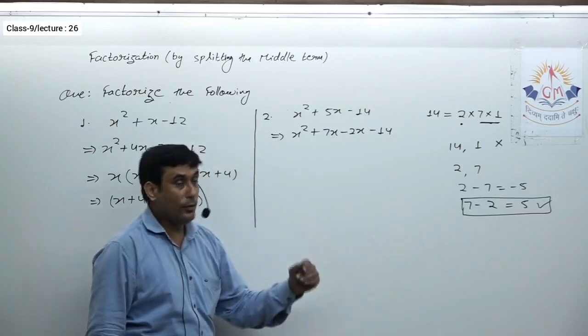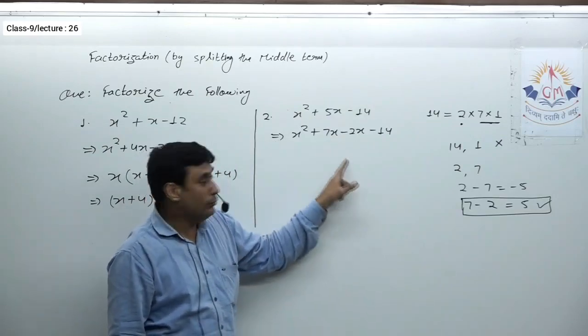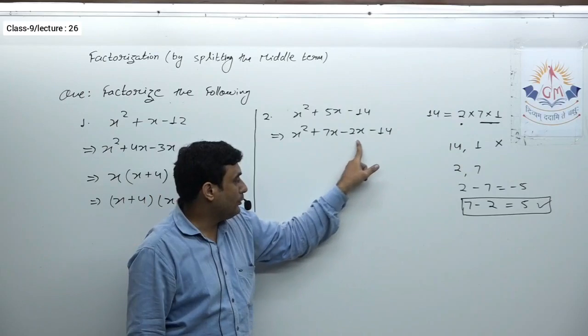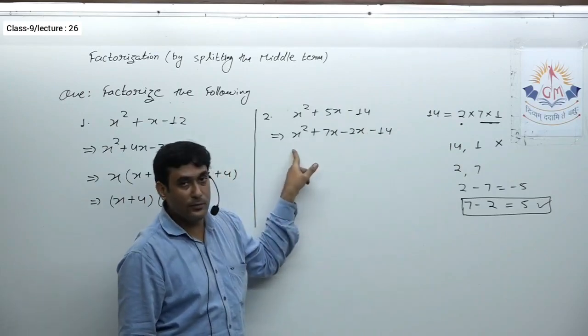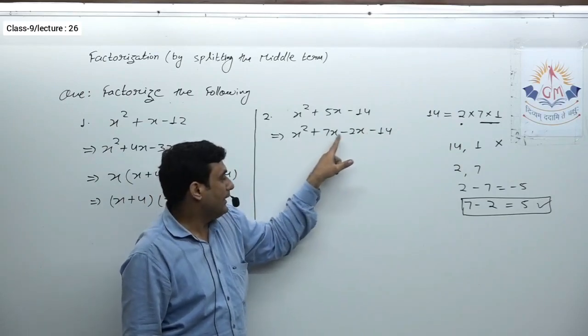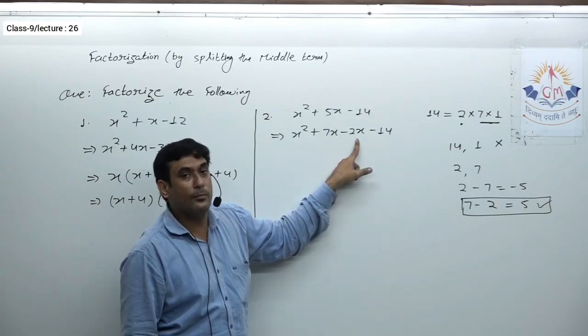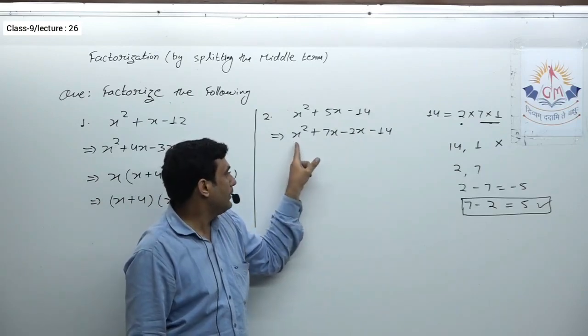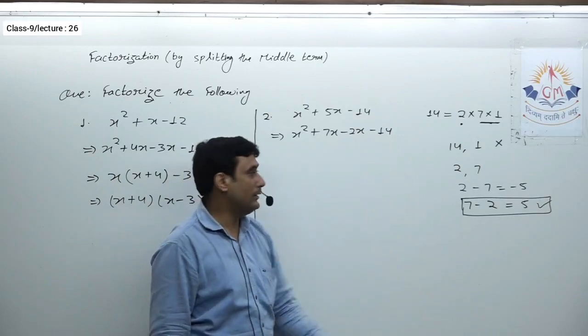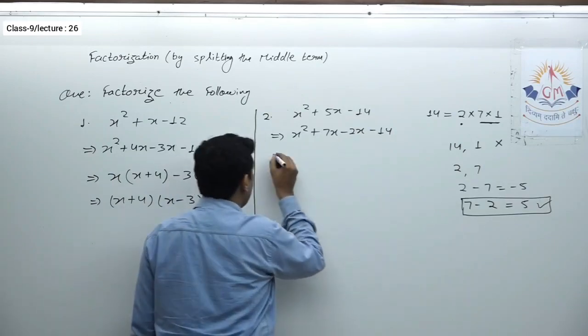Okay, and as I told you, before you move ahead, do check whether the product of these two is the product of first and last or not. Yes, 7x times minus 2x gives you minus 14x square, which is equal to x square into minus 14. So definitely it is correct.